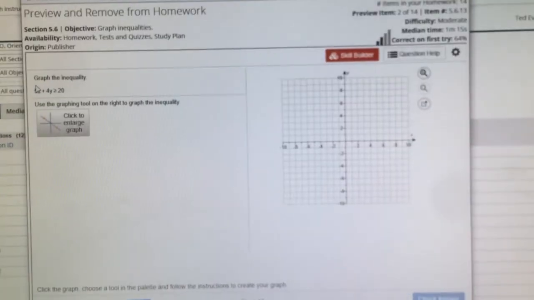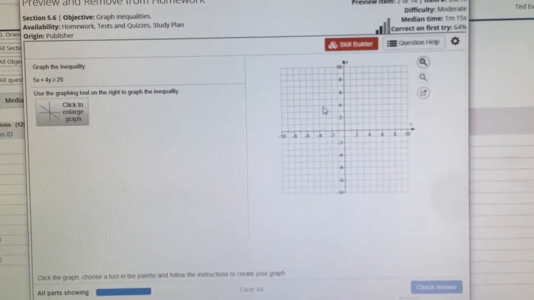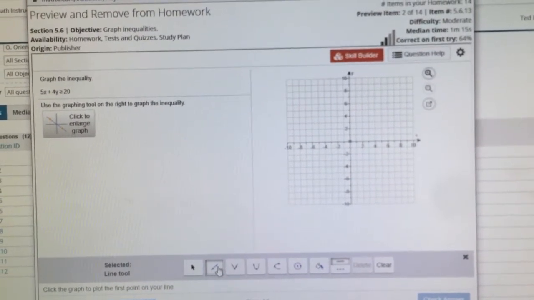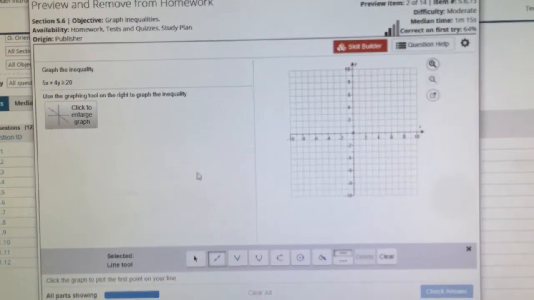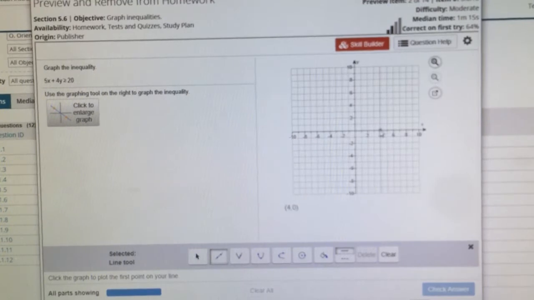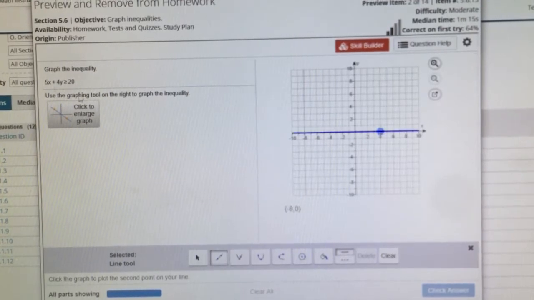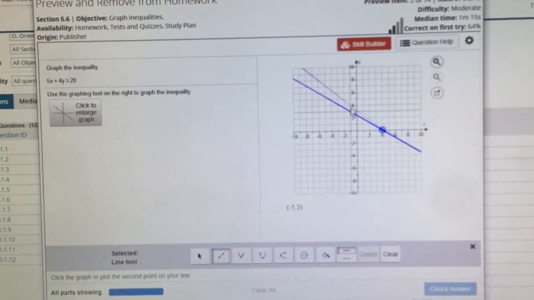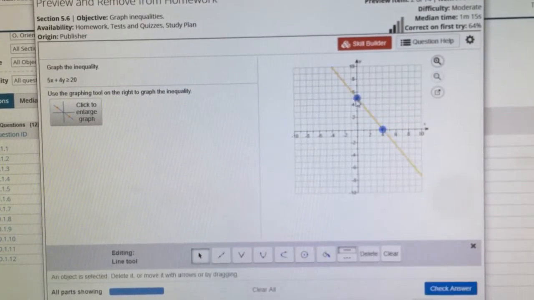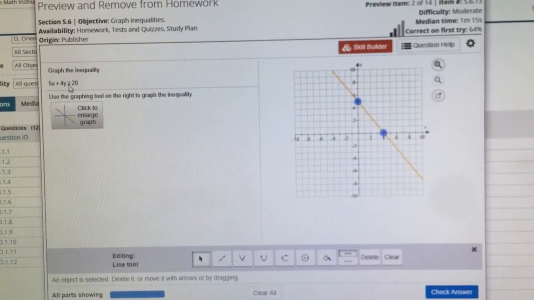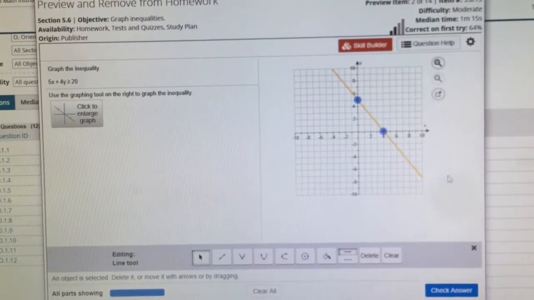So let's zoom out here now. So here we are over here on the graph. I'm going to click the graph, and I'm going to select the line because this is linear. Again, if I let y be 0, x would have to be 4, so I'm going to go right here, 4, 0. Now, if I let x be 0, y would be 5. So we were looking at right here. There's my line.